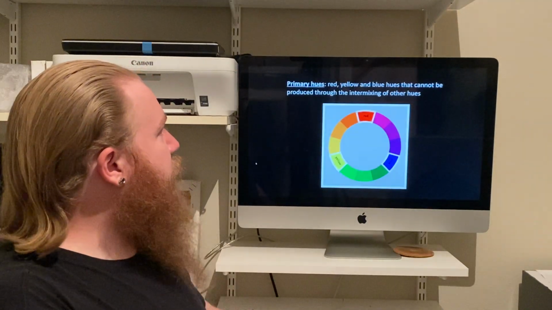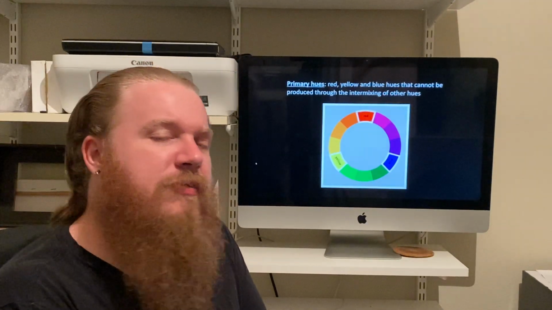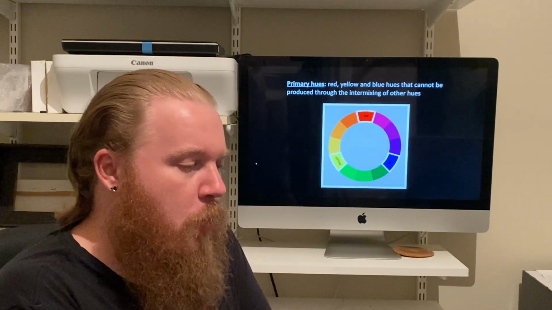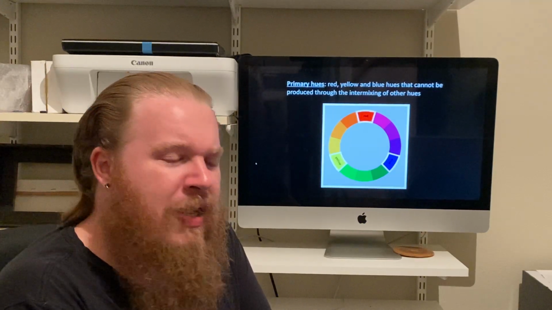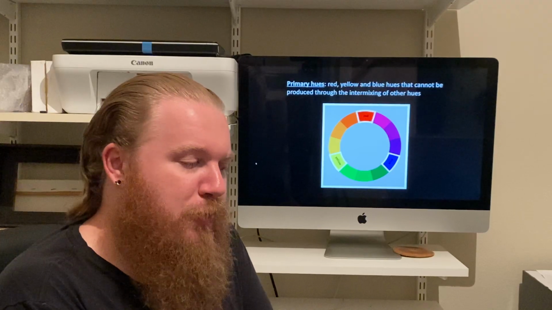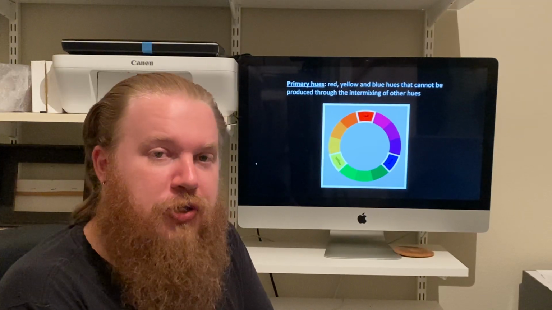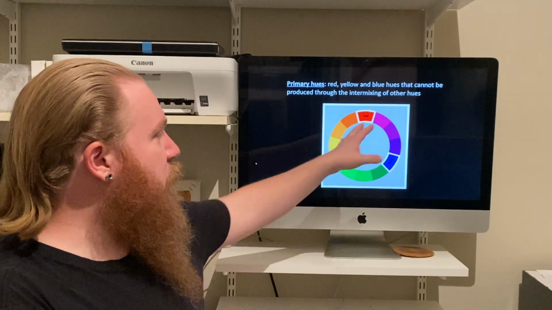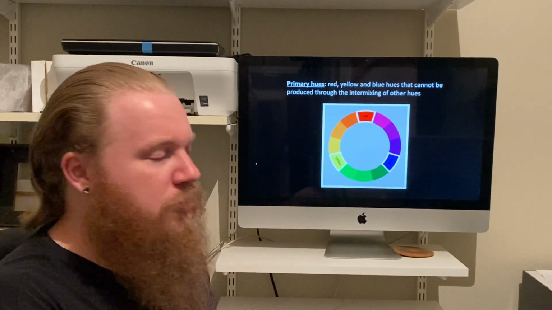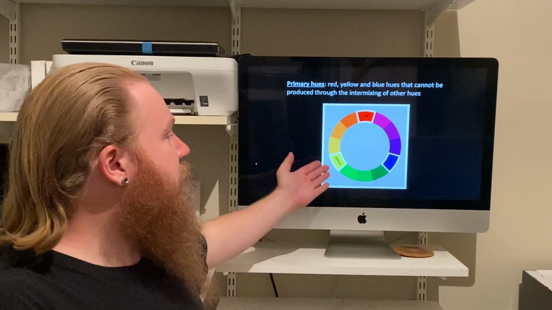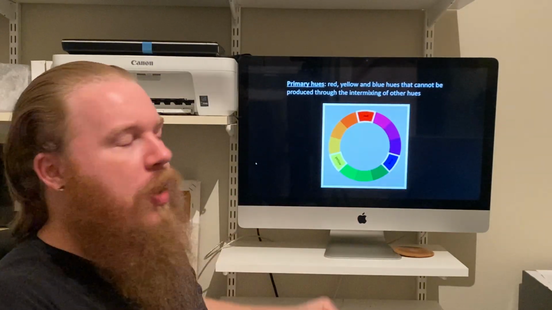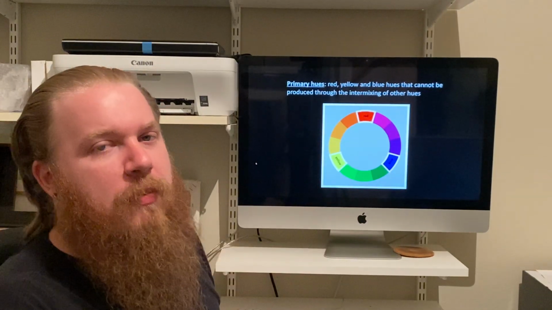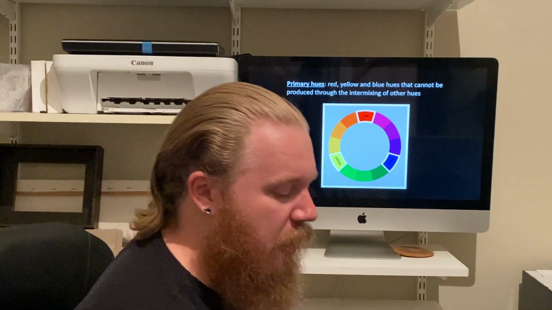Now, aside from that, we also have a variety of different kinds of hues. So first and foremost, we have primary hues. These are red, yellow, and blue, and these are hues that cannot be produced through the intermixing of other hues. So no matter what you do, there's nothing you can do, no two colors you can mix together to make yellow, blue, or red. They have to exist on their own. But from these three, we can make an infinite variety of colors.